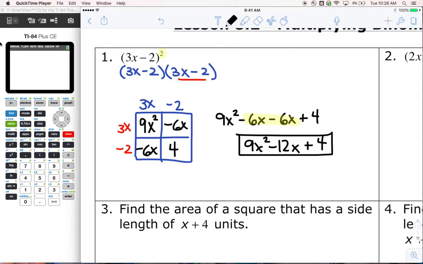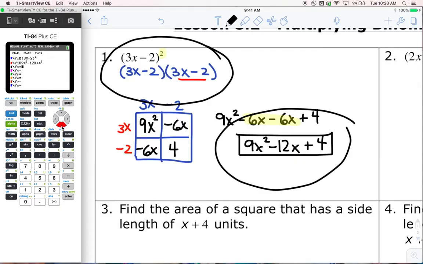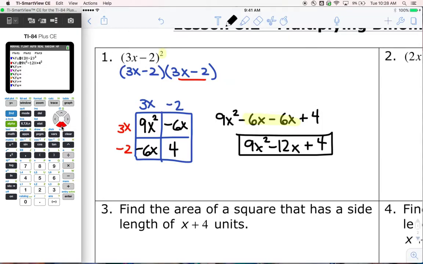By the way, let's not forget that we can always check these answers. If we go to y equals, we can type in both. We can type in what we were given, which was 3x minus 2 squared. And then we can type in what we got, which was 9x squared minus 12x plus 4. I'm just typing over what was already there. Remember, we didn't change anything here. All we did was take this and write it in a different way. We essentially expanded this small squared binomial.